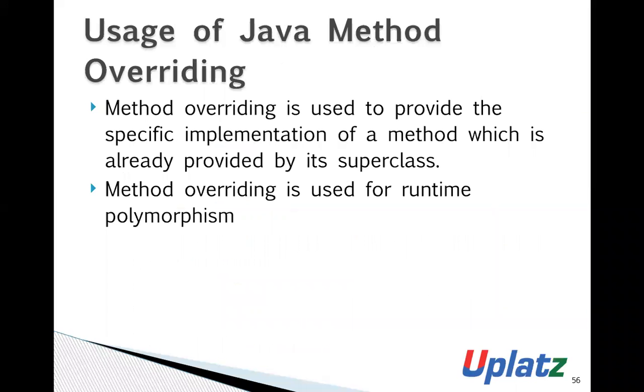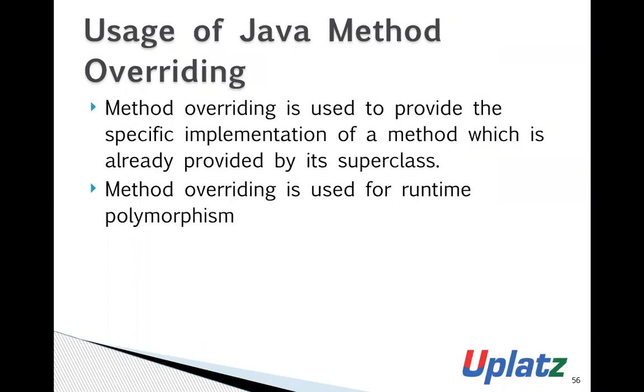Usage of method overriding. Method overriding is used to provide the specific implementation of a method which is already provided by its superclass. Method overriding is used for runtime polymorphism. I'll be explaining polymorphism in a separate video. So I will just write the specific implementation.